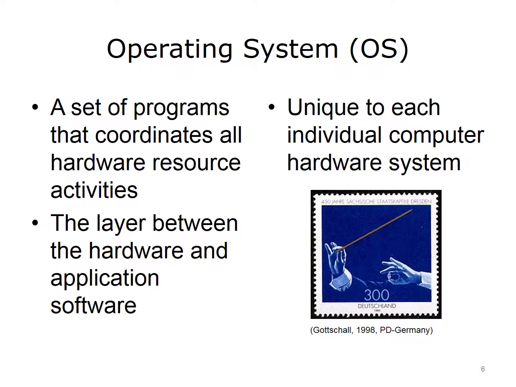Think of an OS as the layer between the computer hardware and the application software. OSs are unique to each individual hardware system. A version of Microsoft Windows running on a desktop will not run on a smartphone. A different version of the Windows operating system would be required.